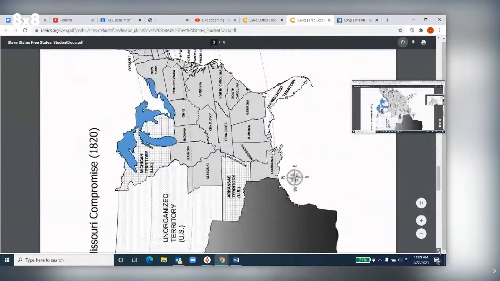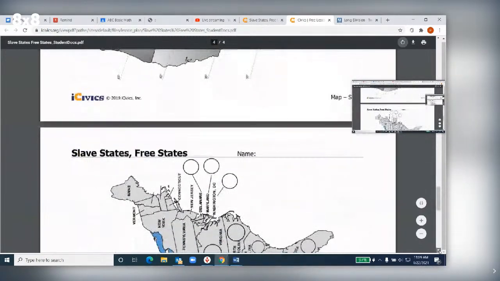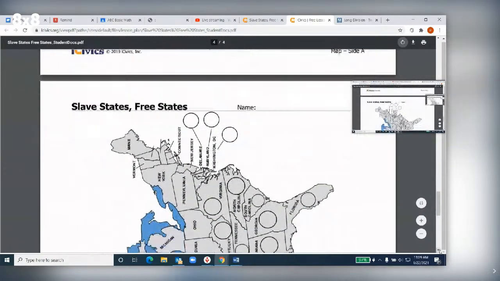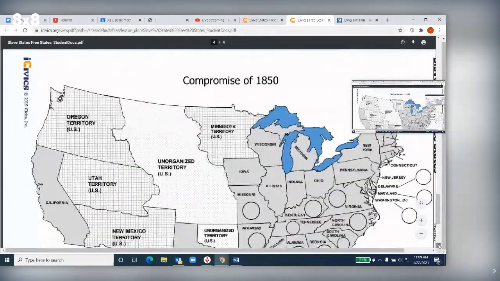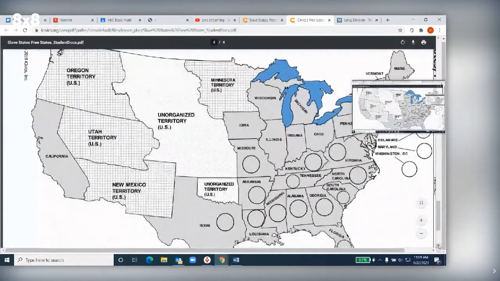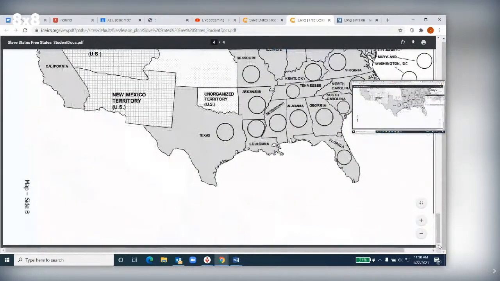Just so you get an idea. And I think there's one more map here. Let me circle this one. I think this is the actual pie graph. It's got the circles in there for you. So you're just going to fill that in to get an idea of how many people in each of those states were slaves. Okay. So that's about it.